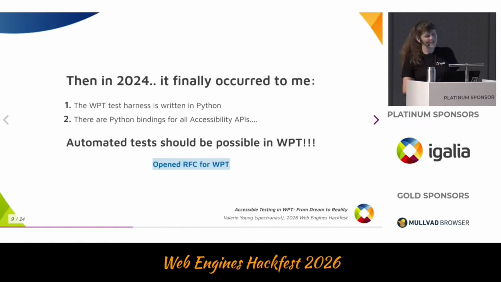And then finally, two years ago, some things are so obvious in retrospect, but in 2024, it finally occurred to me that the WPT test harness is written in Python. And there are Python bindings for all of the accessibility APIs. So automated tests should be possible in WPT. We just have to write them. And I opened an RFC, Alice and I wrote a couple years ago.